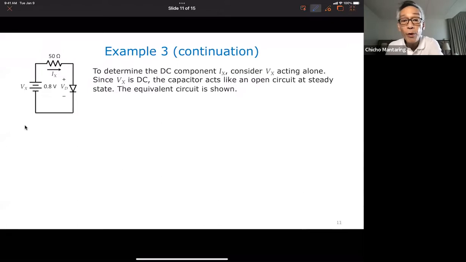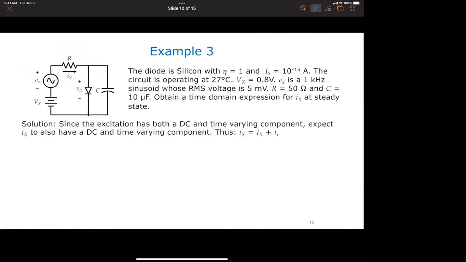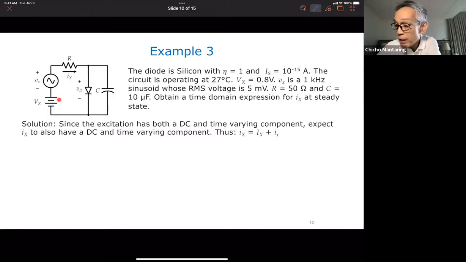Okay, to determine the DC component, we consider V sub x acting alone. You learned in 1, 2, 3. If I wanted to consider this acting alone, what am I going to do to this? You remember? Pag superposition, no? Anong gagawin ko dito sa small v, small x ko? If I want capital V, capital X to act alone. Anyone? Siya short. Yes, that's right. So if I want this to act alone, I replace this with a short circuit.